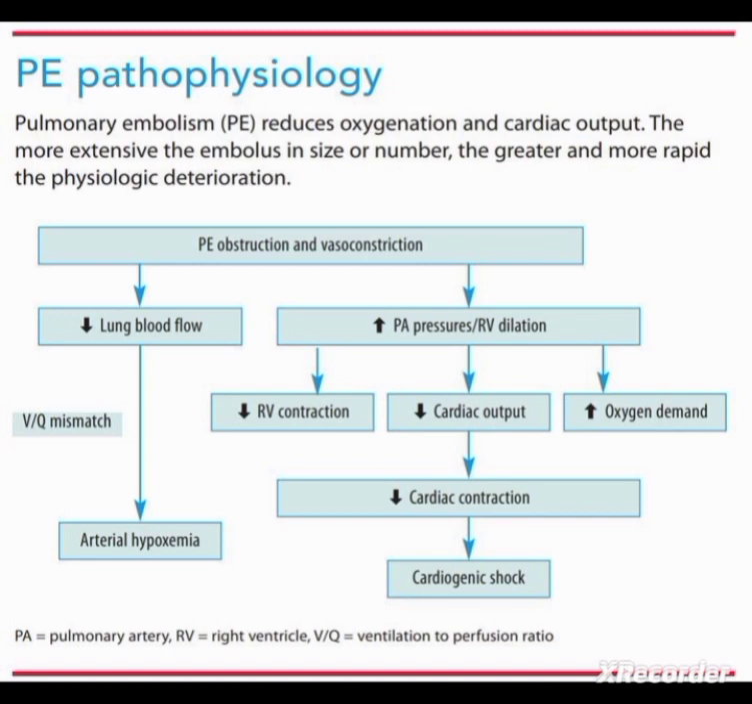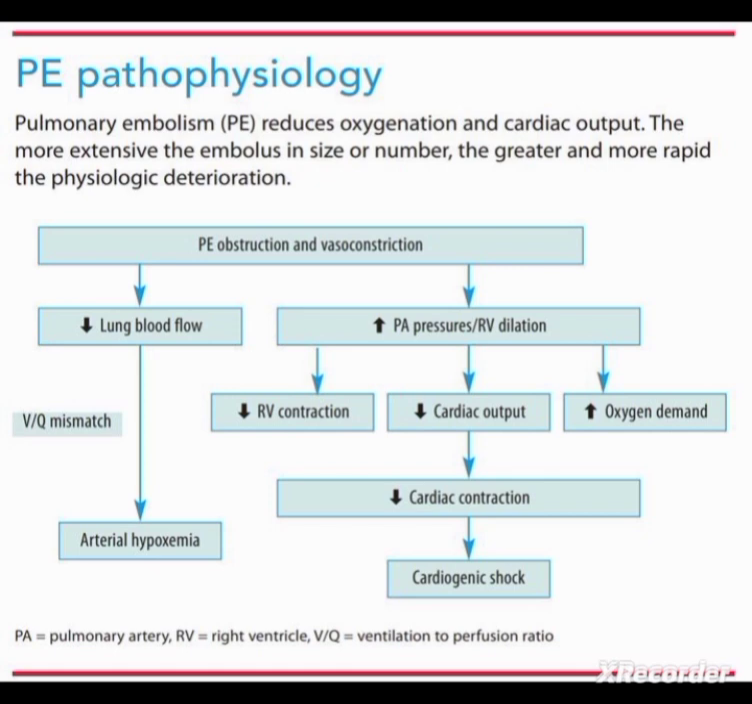Regarding the pathophysiology, pulmonary embolism reduces oxygenation and cardiac output. The more extensive the embolus in size or number, the greater and more rapid the physiologic deterioration. Pulmonary emboli obstruction and vasoconstriction lead to decreased lung blood flow. That leads to ventilation perfusion mismatch, which leads to arterial hypoxia. In other areas, it increases pulmonary artery pressure and right ventricular dilation. The right ventricular dilation leads to decreased right ventricular contraction, decreased cardiac output, and ultimately cardiogenic shock.